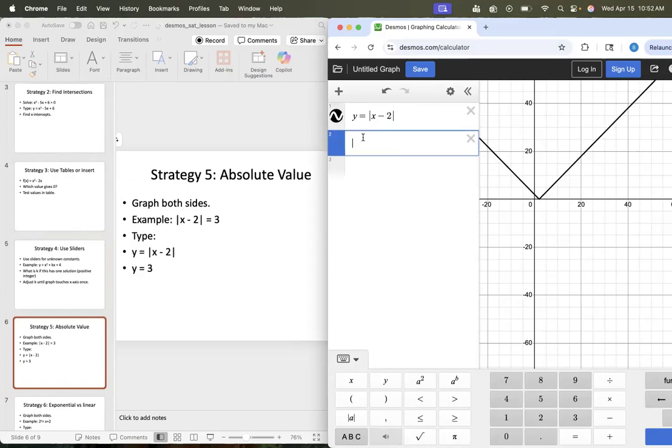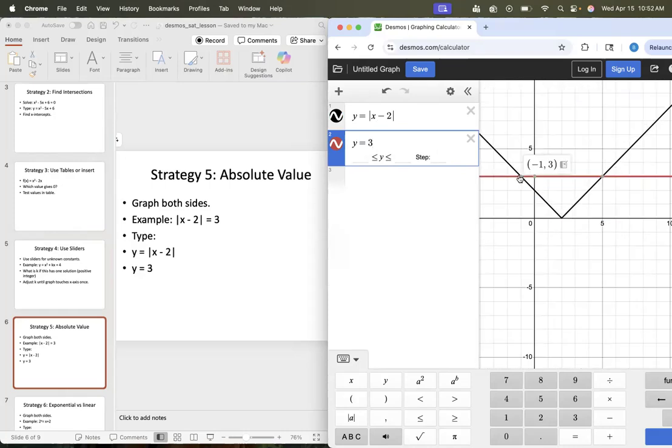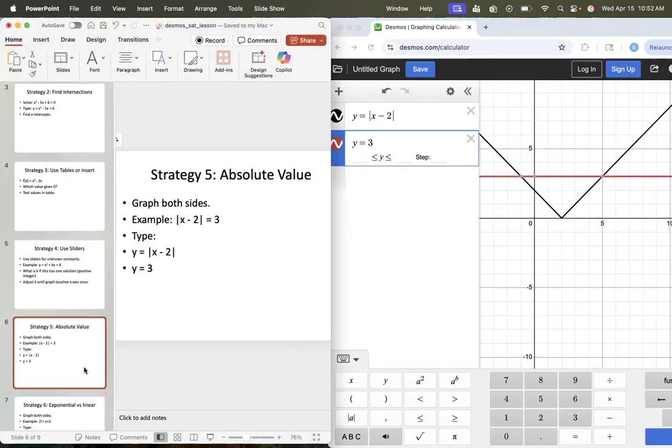The second equation is y is equal to what? 3. And where they intersect are your right answers. And these are your right answers. You've got to zoom in, intersect. And that's your answer right there. Absolute value.